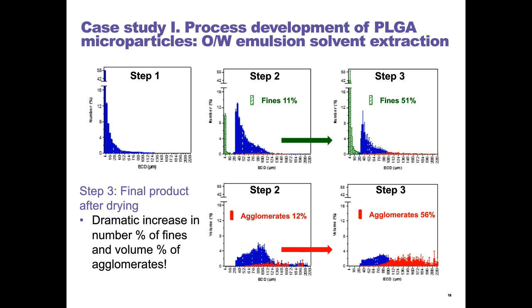And with this knowledge, one may be able to adjust the process parameters in order to prevent agglomeration. For instance, the use of an aqueous solution of mannitol during drying may prevent agglomeration of PLGA microparticles.